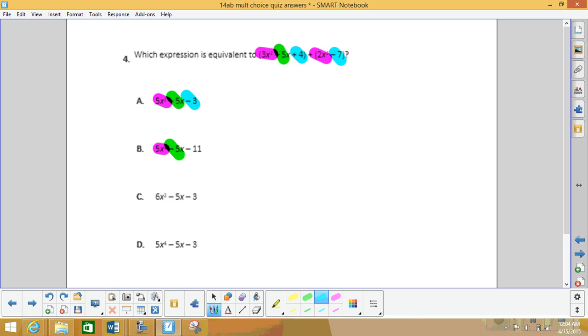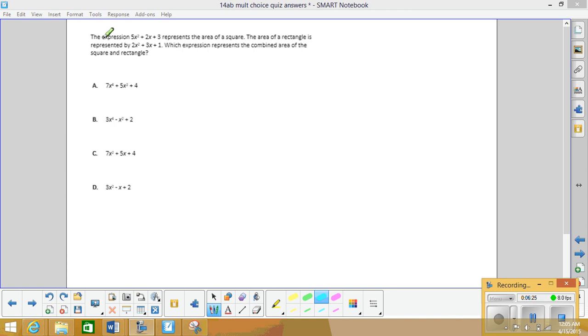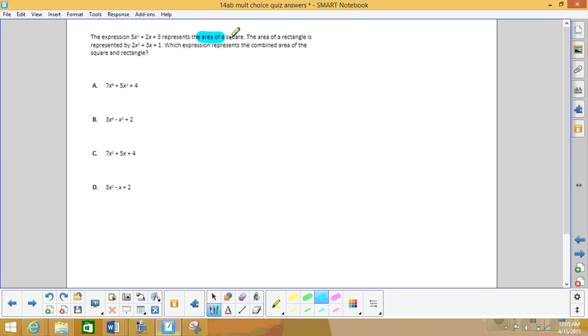Okay, this is question number 5, which is just talking to you about the expression represented by this. This is the area of a square. And the area of a rectangle here is given by this. Excuse me. So here's your square and here's your rectangle. Which expression represents the combined area? That just means add them together. So we're just looking for like terms.